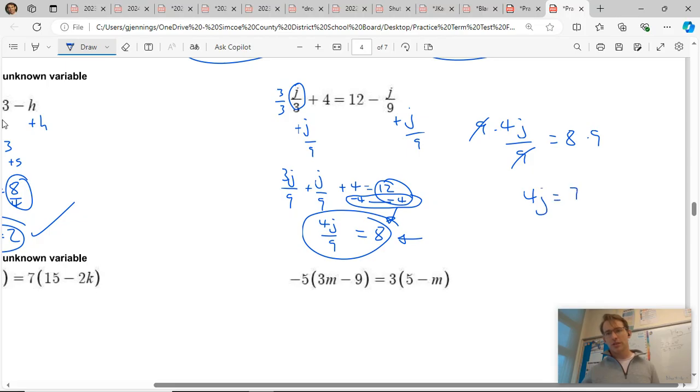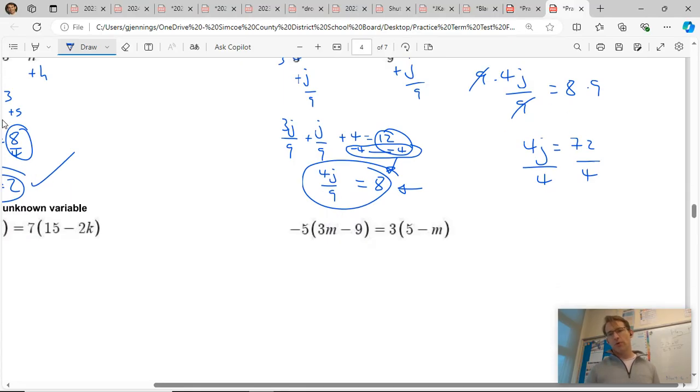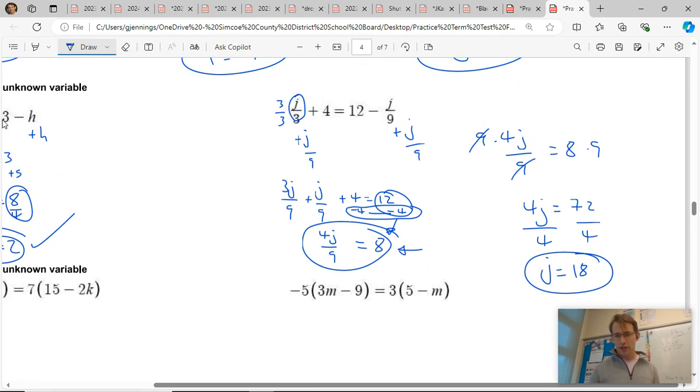4j is equal to 72. Divide both sides by 4. And 72 divided by 4 happens to be 18. So j is equal to 18. Then I can check it too, right? I can always check these.